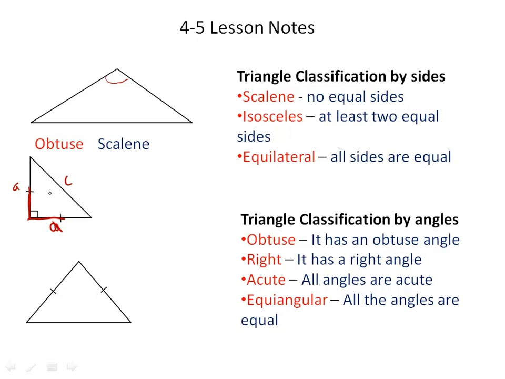So we would classify that as a right triangle, and it's also isosceles. So this is a right isosceles triangle. You can see that the bottom one also has two of the sides marked equal, so this is also an isosceles triangle. But what about the angles? The angles are all acute, so it's acute isosceles. So when you classify triangles, you use one word from the angle list, one word from the side list.